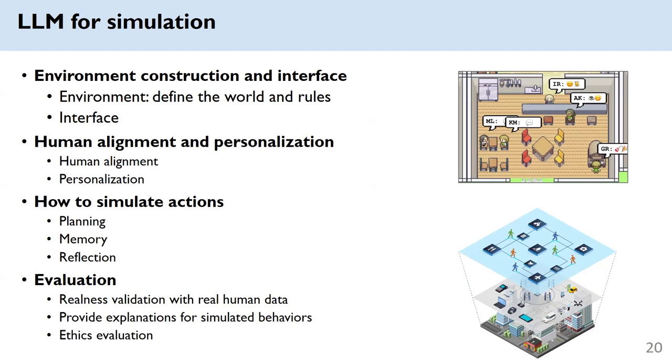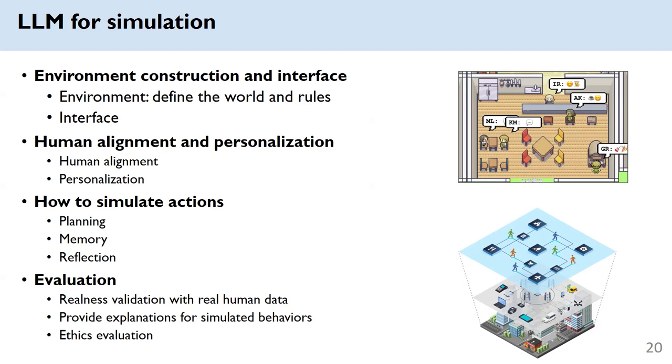The first is a realness validation with real human data. It means whether your designed agents can reproduce real-world, real human behaviors. This is the first kind of evaluation. But sometimes we do not require very accurate simulation for each agent. We just want to observe the same trend, or the same qualitative results of a real human. We do not require a very quantitative evaluation for the realness.